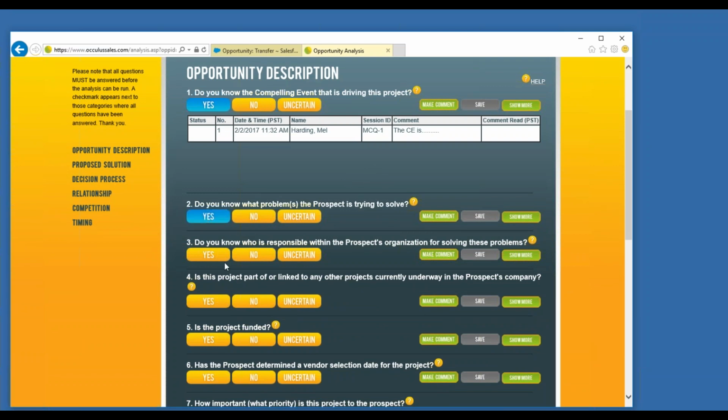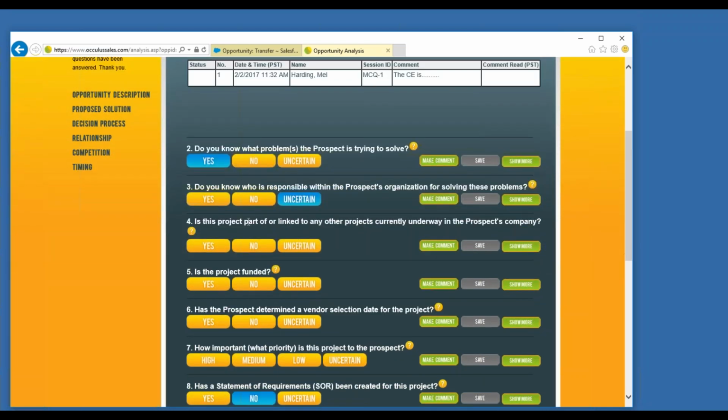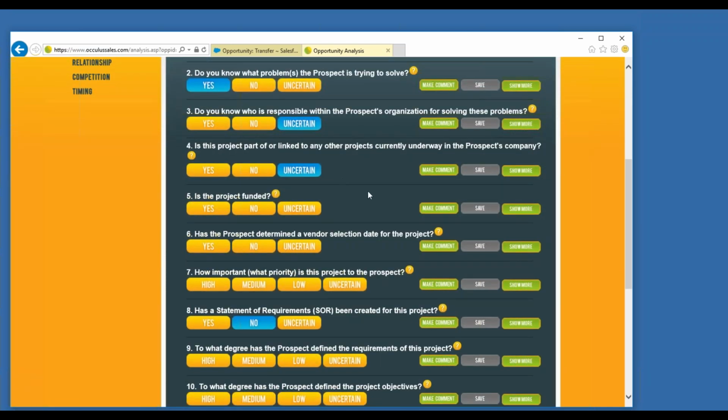So do I know what problem the prospect is trying to solve? Yeah, I do. Do I know who's responsible for it? I'm not sure at this point in time, okay? So I'll leave that, I think it might be my primary contact, but I'm not sure. Is this project part of or linked to any other projects currently underway in the prospect's organization? I don't know yet. Is it funded? I think it is, but I haven't asked that question. I hope it is. And because I haven't asked my contact the question, I have to answer uncertain.